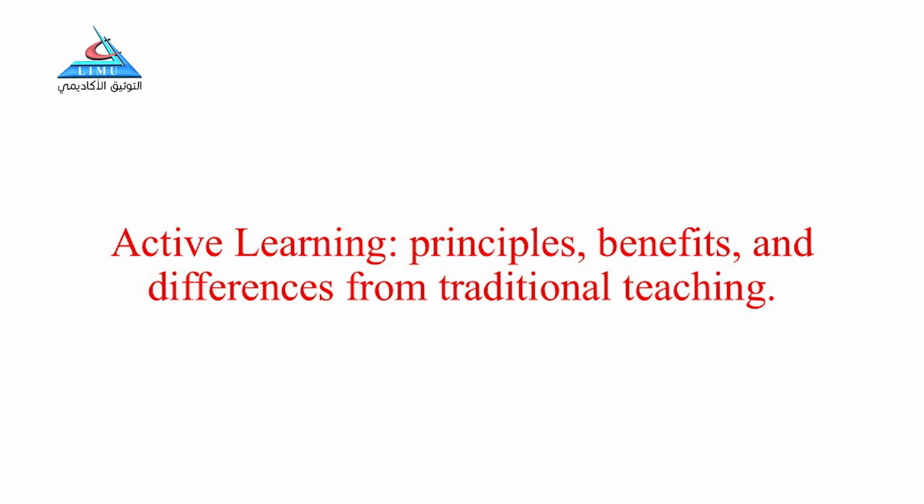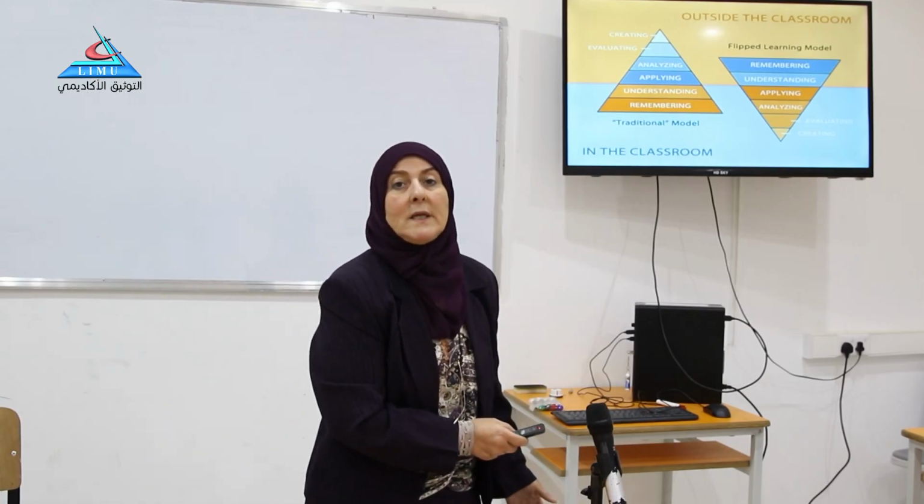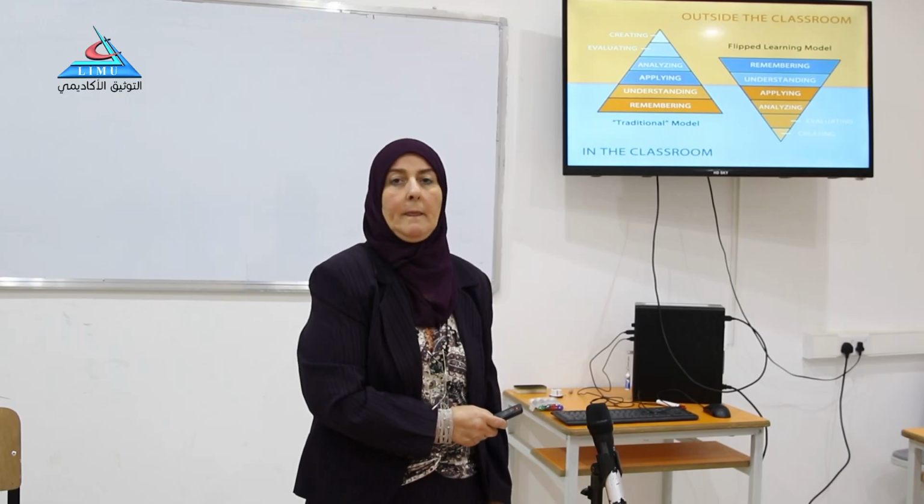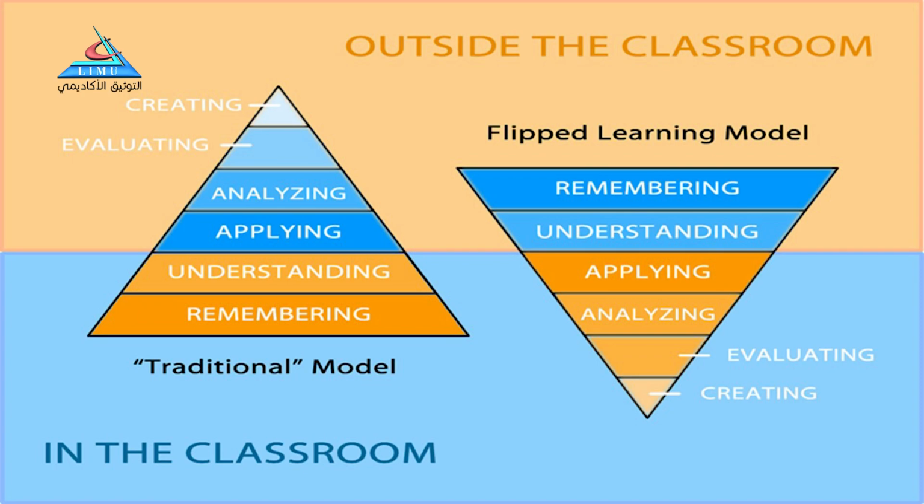About active learning, what really happens in traditional learning is that a student comes to the classroom and the teacher gives all the knowledge and helps them remember and understand, which are considered the base of Bloom's taxonomy. It is teacher-centered. Then outside the class, the student goes to apply, analyze, evaluate, and create by themselves through their studies. What happens in flipping is the reverse.